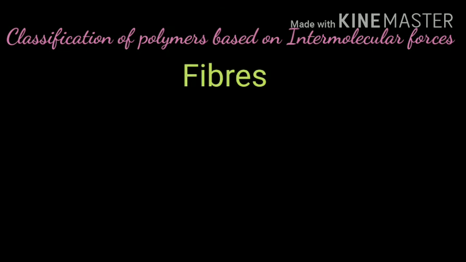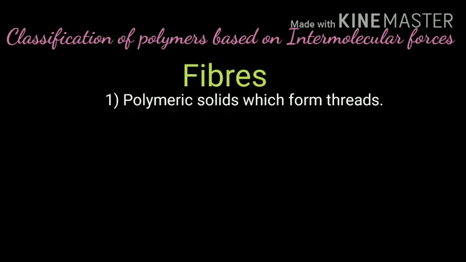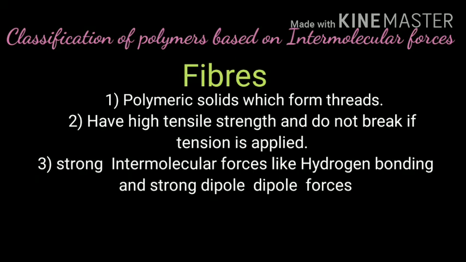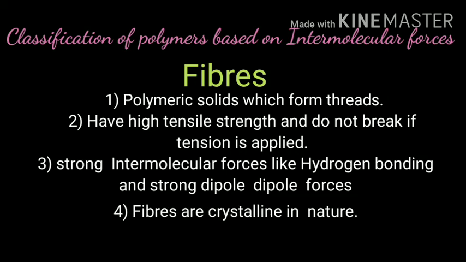Next, we move on to fibers. Polymeric solids which form threads are called fibers. These fibers have high tensile strength and hence they do not break if tension is applied. This property of fibers is due to the strong intermolecular forces like hydrogen bonding and strong dipole-dipole forces. Due to the presence of strong intermolecular forces, fibers are crystalline in nature. Examples of fibers are polyamide, polyester, etc.